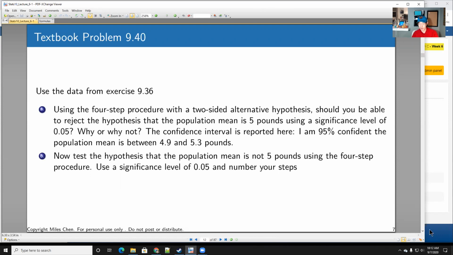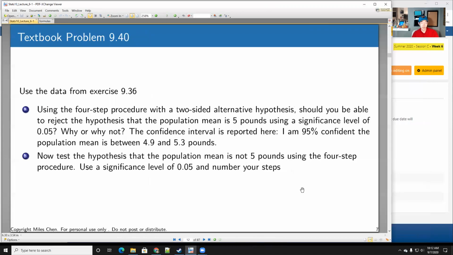All right. Continuing on in the textbook, there's another problem, problem 9.4, and we are going to conduct a hypothesis test. Here it says use a two-sided alternative hypothesis. Should we be able to reject the null hypothesis that the population mean is 5 pounds using a significance level of 0.05, why or why not?